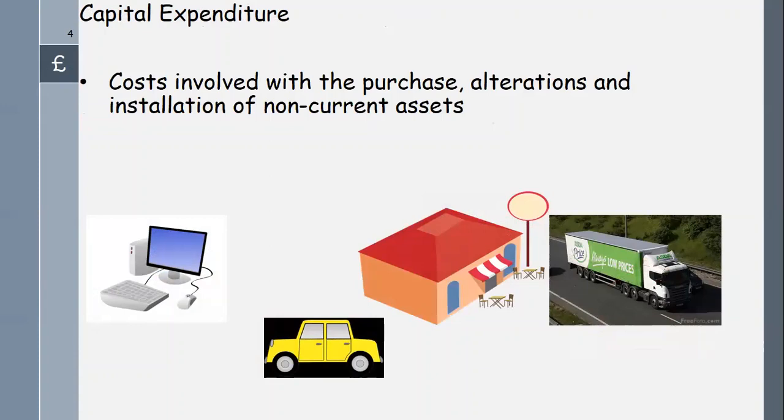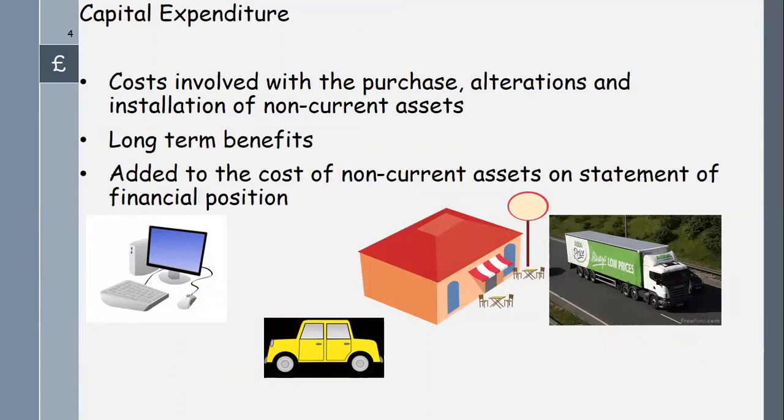If it mentions that a non-current asset costs £10,000 and it costs £1,000 to get delivered, you have to combine those figures and say that altogether it's worth £11,000. It's a long-term benefit, and all the costs of the non-current asset, including the delivery and installation, go in the statement of financial position.